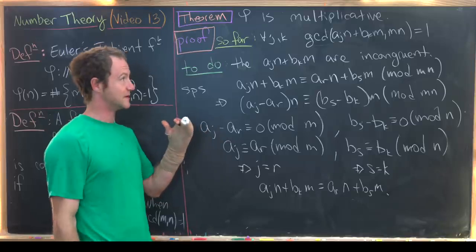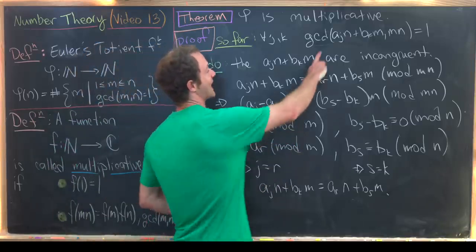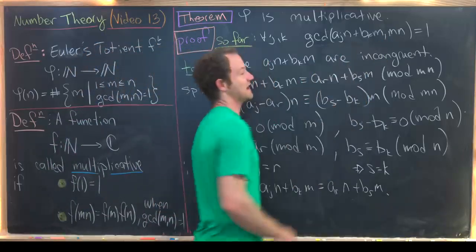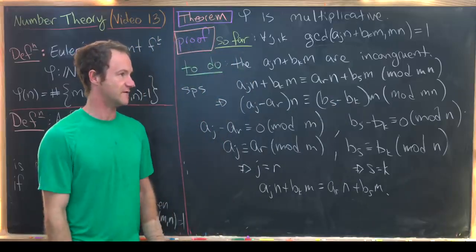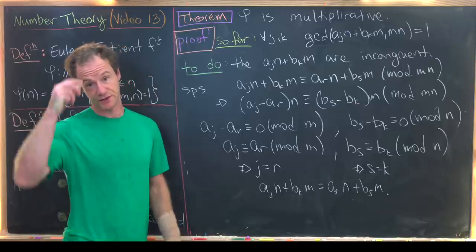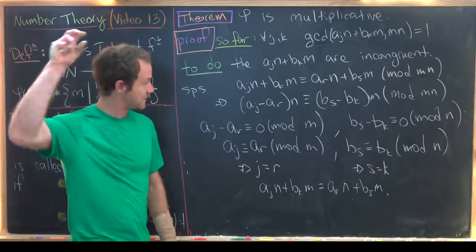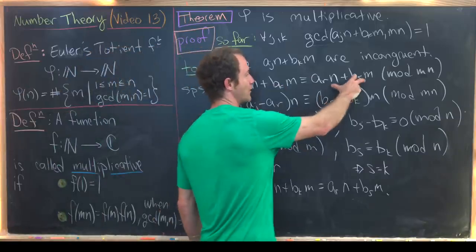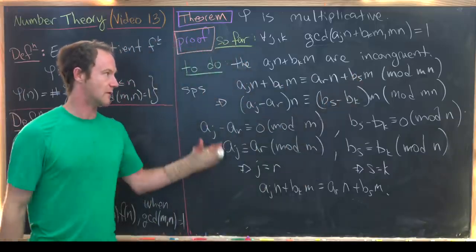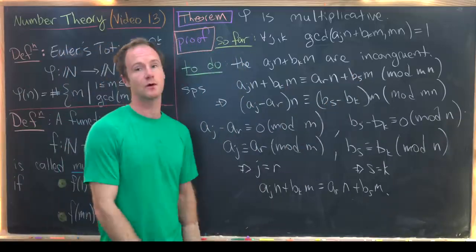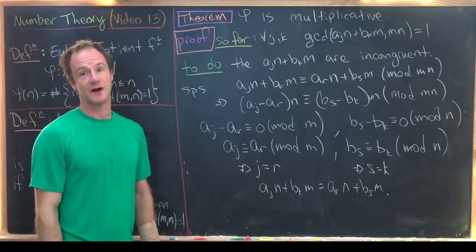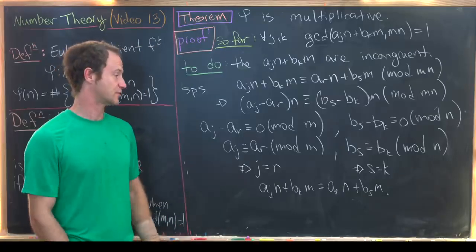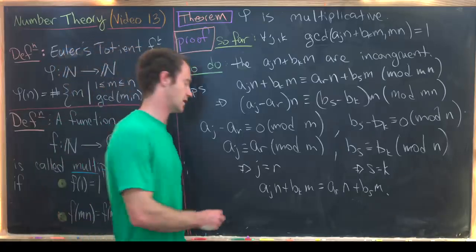Okay, so let's back up and summarize. So this fact that the GCD of this object with m and n is equal to 1, that means one condition of the reduced residue system is satisfied. The fact that the only way for these to be congruent mod mn is for them to be equal is another part of the reduced residue system to be satisfied. But that actually doesn't finish the proof of this. That only gives us an inequality.